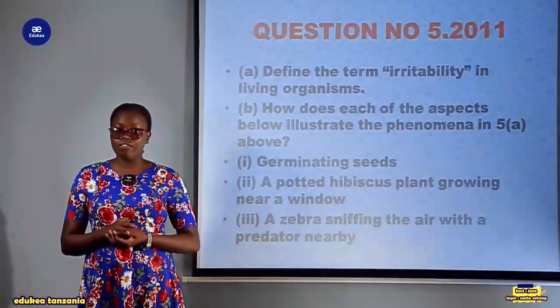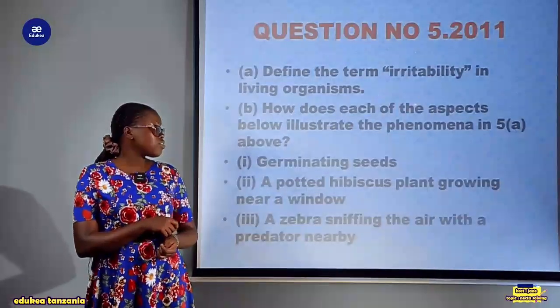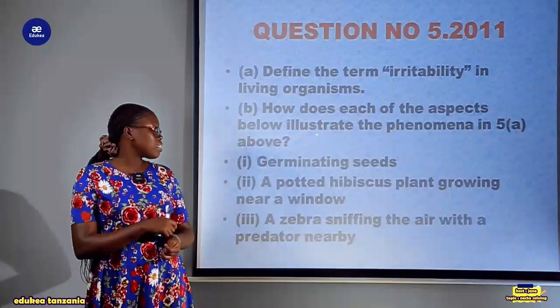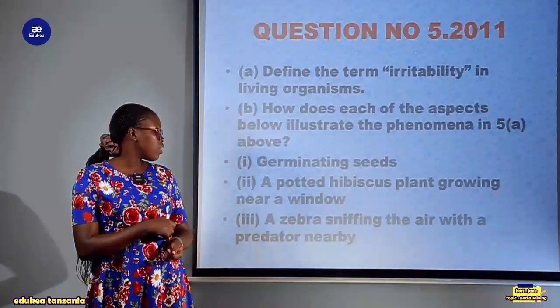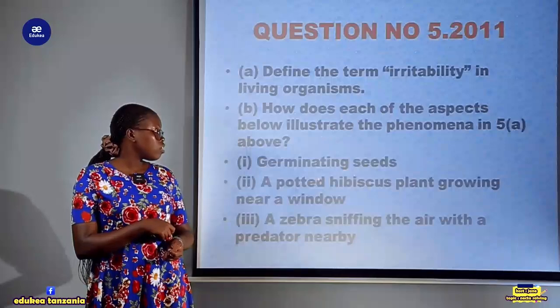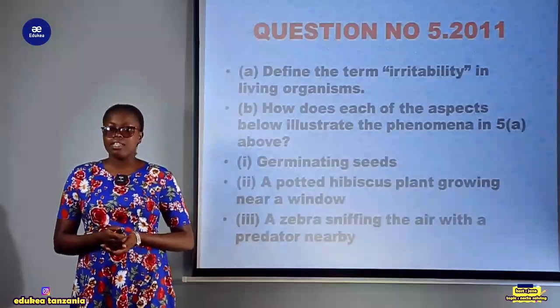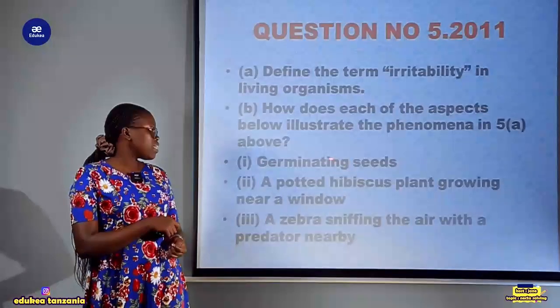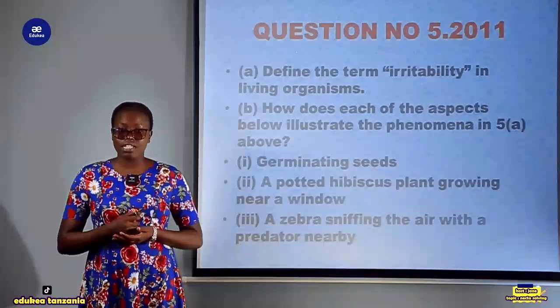Question number 5, Roman B, states: how does each of the aspects below illustrate the phenomenon in A above? How does each of the following aspects illustrate the phenomenon of irritability? The first one is a germinating seed. How does the germinating seed illustrate irritability?